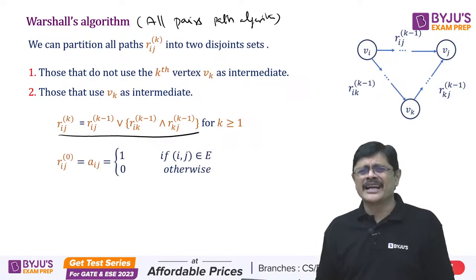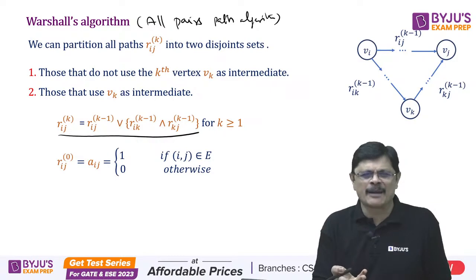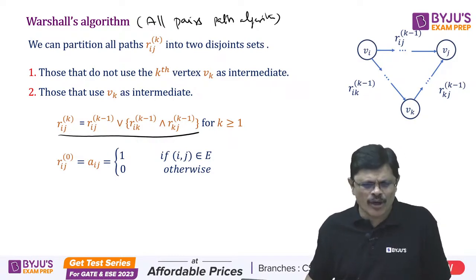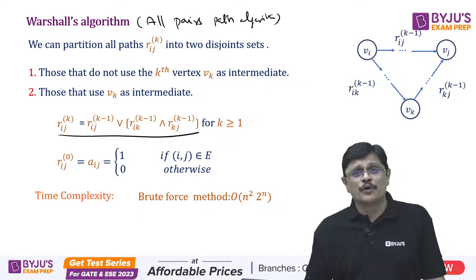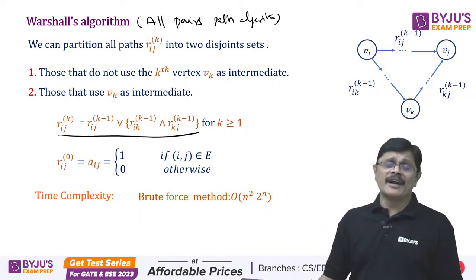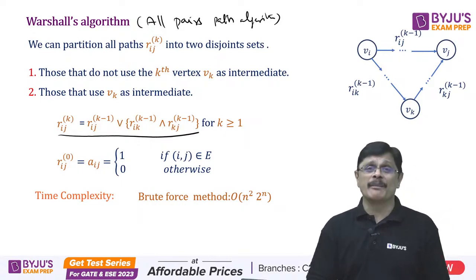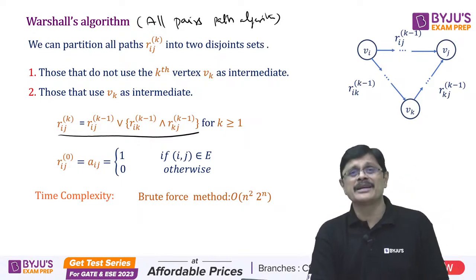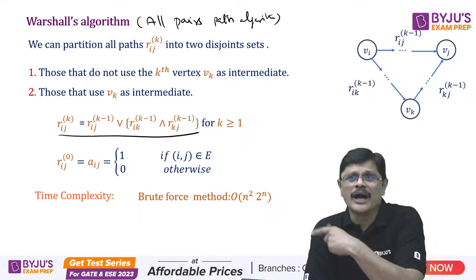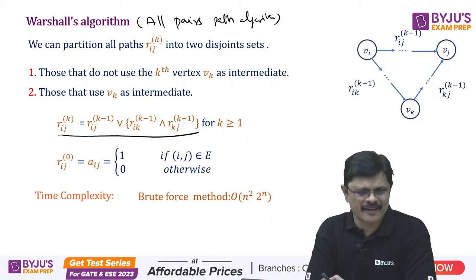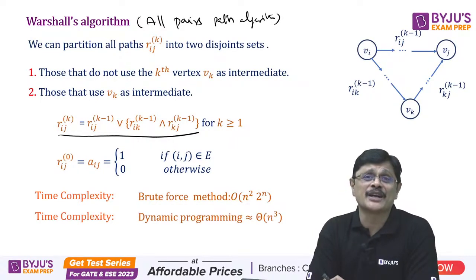And of course, for computing this recurrence relation, you can simply use a matrix multiplication type of algorithm. Order n cube will be the complexity. Suppose you don't use this dynamic programming algorithm, the complexity would be order n square into 2 power m, my dear friends. Because order n square means for every pair of vertices, you have to consider all possible paths. But if you use dynamic programming, you can do it in theta n cube.